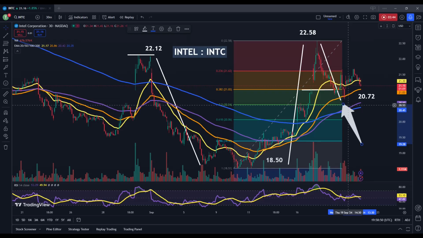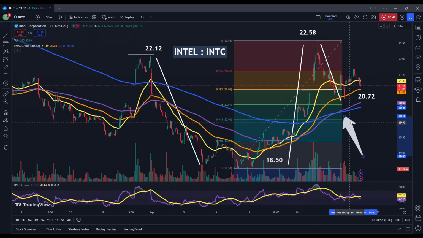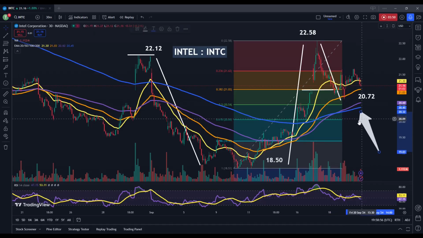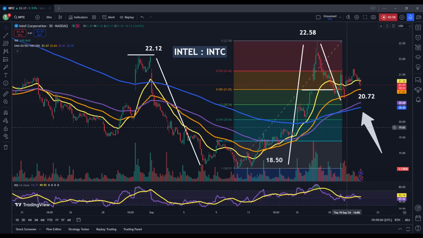We haven't exactly tested that area. And if we were to do that, we would also be testing the bottom of the exponential moving average cluster as well. So as things currently stand, I would be more inclined to view this downward price movement as more of a bearish reversal from those highs if we do see a break below that 50% Fib retracement.